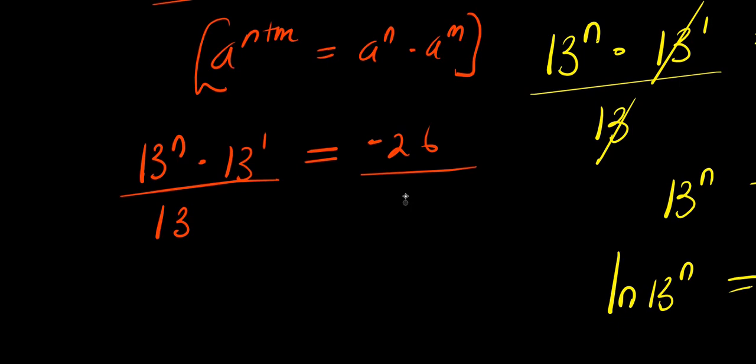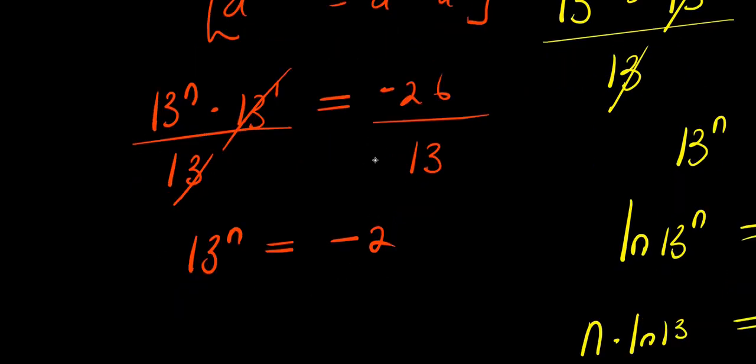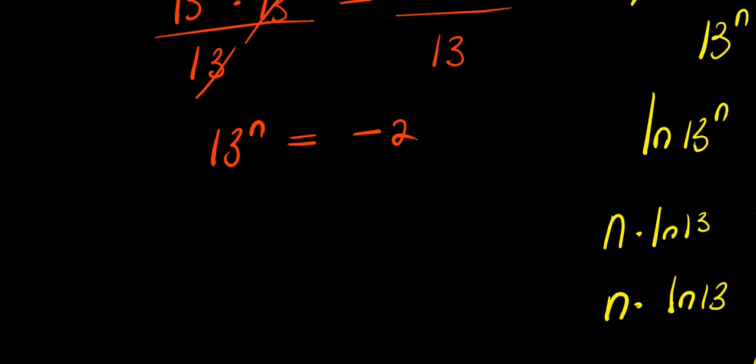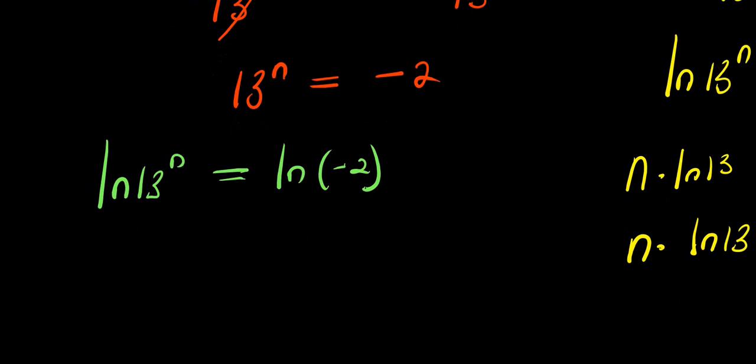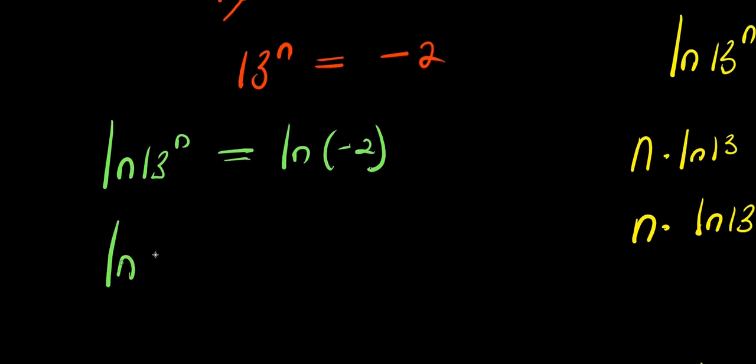Let's cancel this. We have 13 power n equals negative 26 divided by 13. That is negative 2. We then apply natural log. I have natural log of 13 power n equals natural log of negative 2. From here, natural log of negative 2 is natural log of negative 1 times 2.